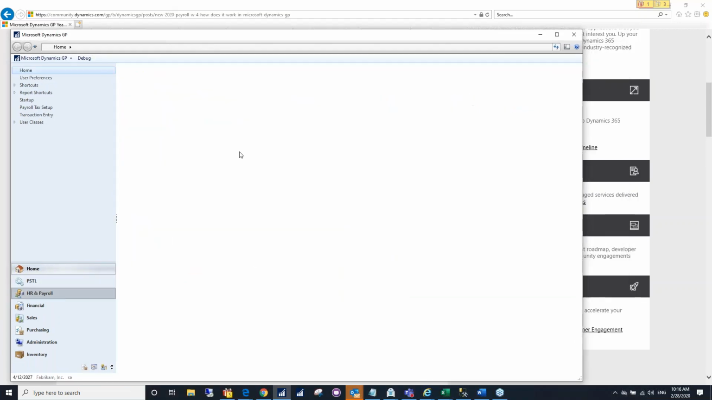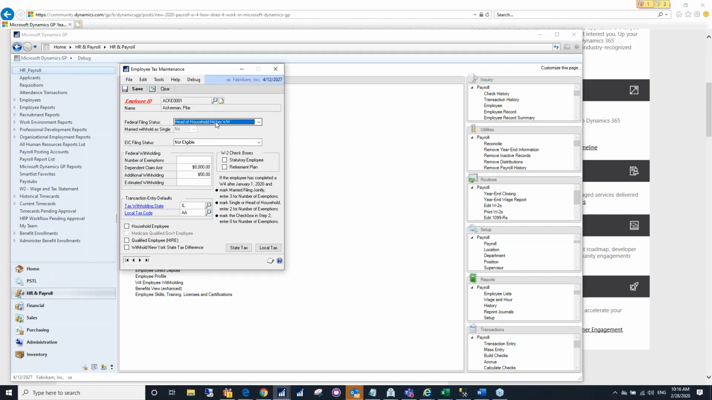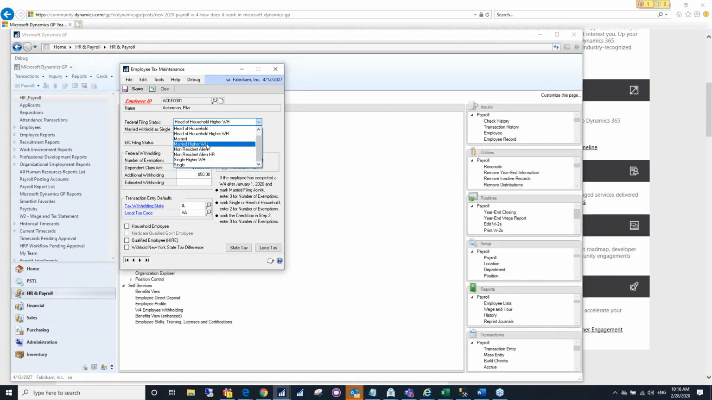So if I go in here into GP and go under tax and pull up my employee Ackerman, anytime it says Higher Withholding, Married Higher Withholding, Single Higher Withholding, if ever I mark step two, you want to choose the higher withholding, because that will go to those higher tax tables and withhold more money from the employees. So for example, on the W4, if I'm married today and I'm on a 2019 W4, I stay married.